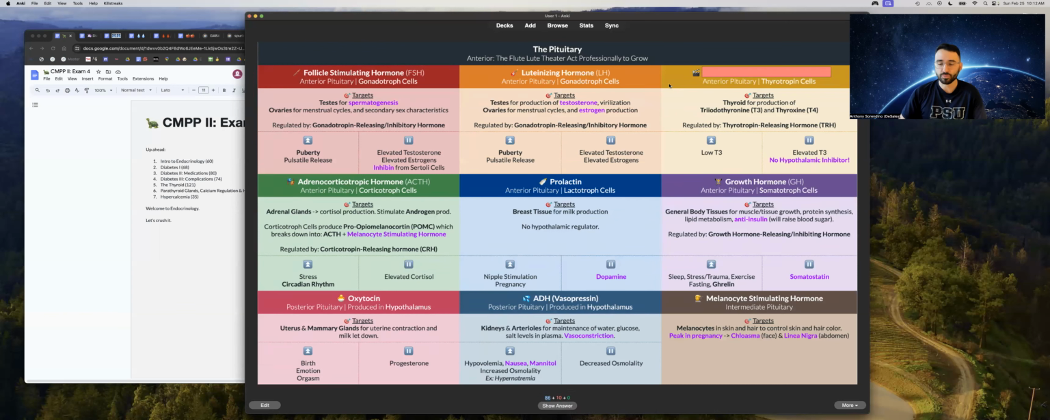Thyroid, that's whatever. Thyroid stimulating hormone lives on the upper right. This is going to be growth hormone. This is going to be regulated by what? Just gonadotroph releasing hormone from the hypothalamus. Oxytocin does what for uterine contraction? The uterus? Okay. And mammary glands.